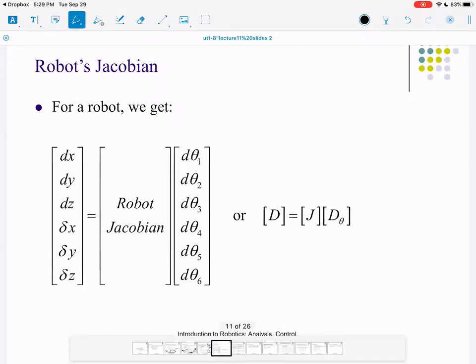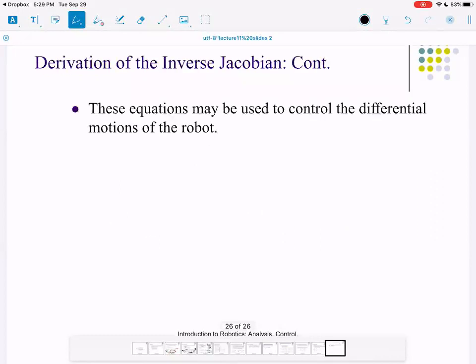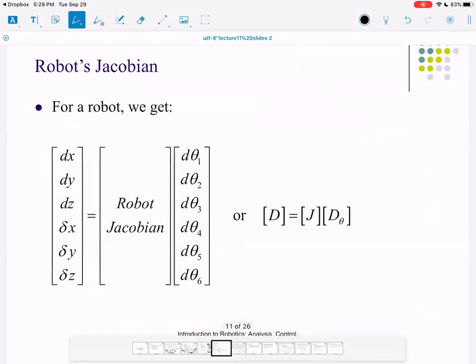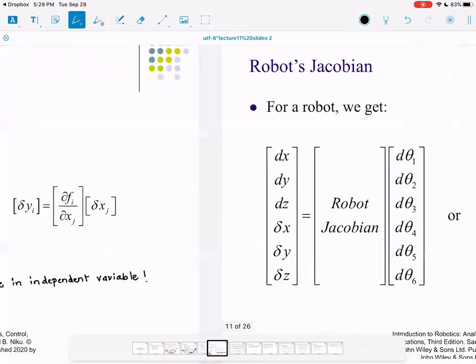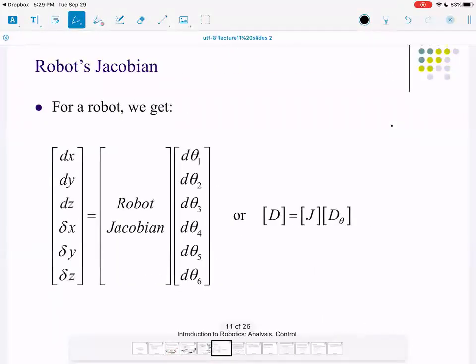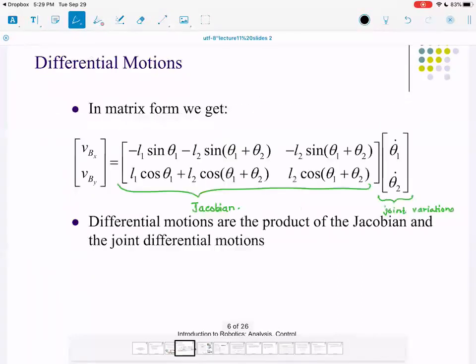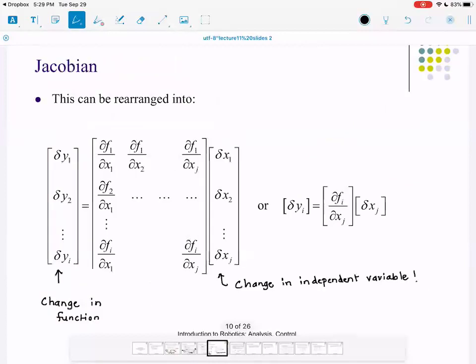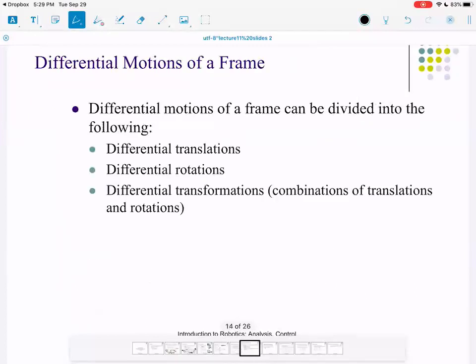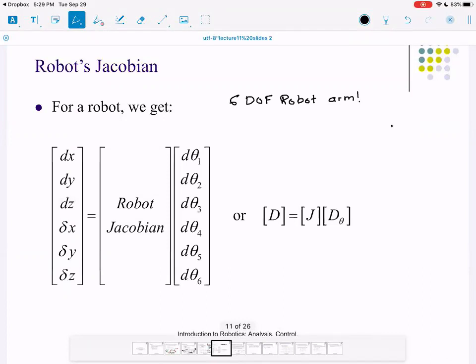Where is Jacobian used in robotics? So for an example, let me give you, if you have a 6 degree of freedom robot arm, say, let's assume that you have a 6 degree of freedom robot arm. So it's a 6 DOF robot arm. And this 6 degree of freedom robot arm has different values like theta 1, theta 2, theta 3.